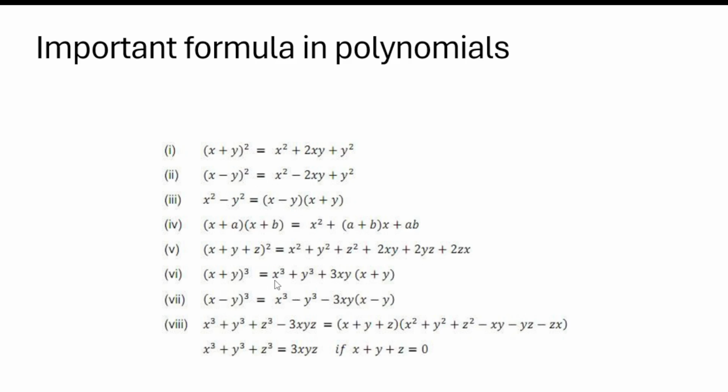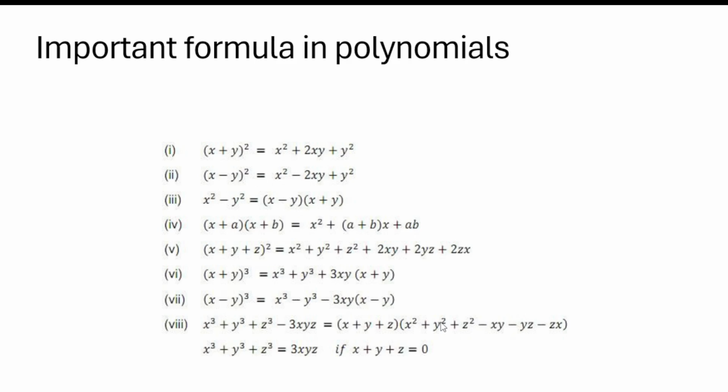Now (x plus y) the whole cube will be x cube plus y cube plus 3xy into (x plus y), whatever is there, that will be there. And (x minus y) whole cube is x cube minus y cube minus 3xy into (x minus y). Then x cube plus y cube plus z cube minus 3xyz is (x plus y plus z), that is one term, and then the remaining will be x square plus y square plus z square minus xy minus yz and minus zx.